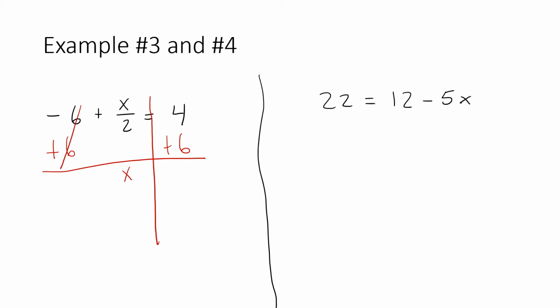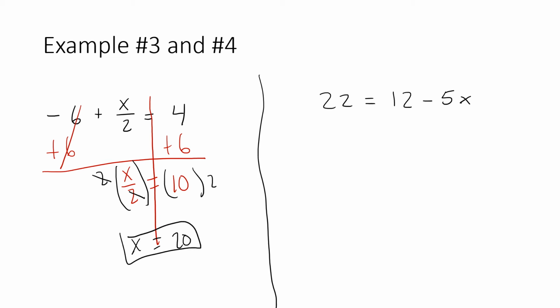The x divided by 2 comes down, and I have 10. Now I need to get rid of a division by 2. The opposite of dividing is to multiply. X equals 20.